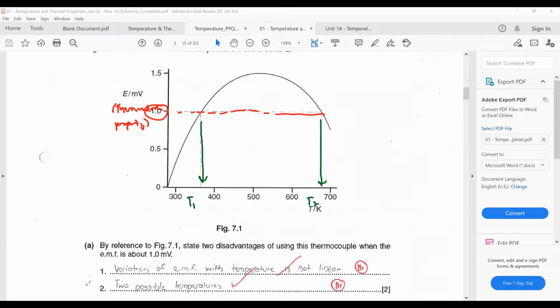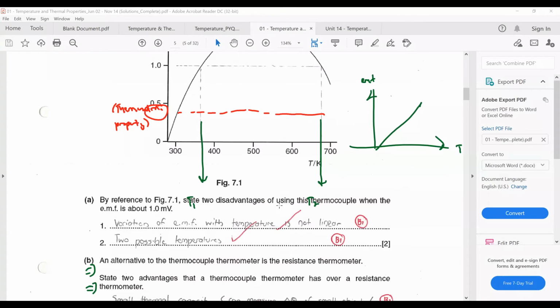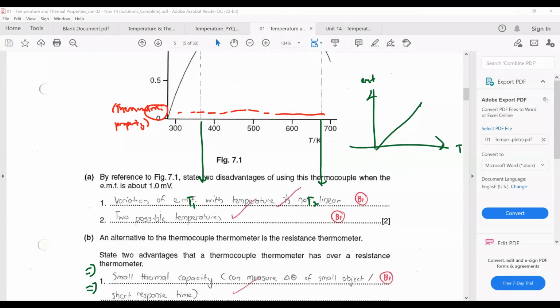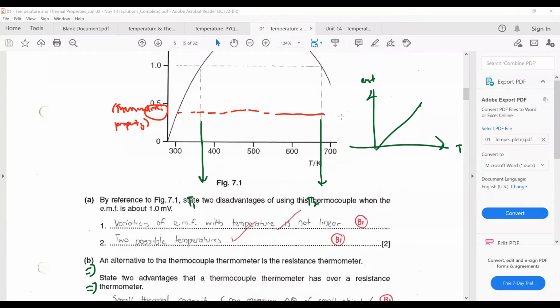Okay, the first one is that two possible temperatures can be seen. And the second thing here is that the variation with temperature is not linear. Ideally, you want the variation of EMF with temperature to be linear. So this one is not. That is the disadvantage of this one. Okay, so that's what's bad about this. So if this one is fine, then I'll move on to the other one.